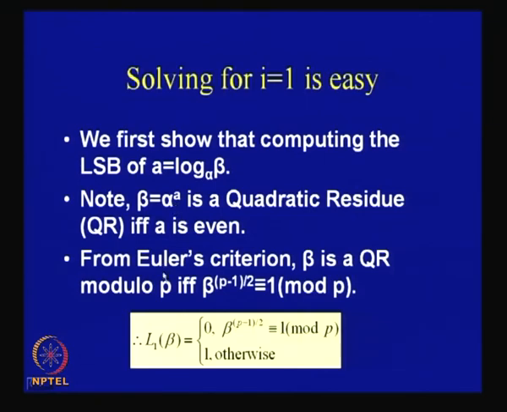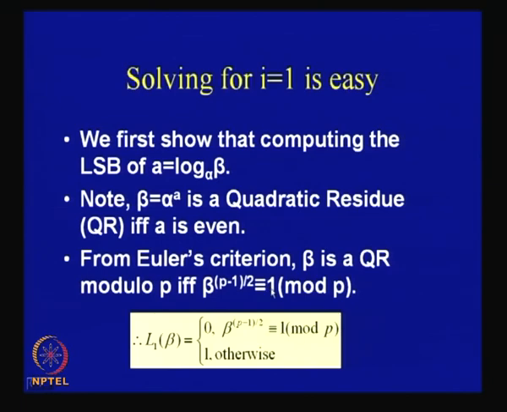And from Euler's criterion, which we have studied previously, we know that beta is a quadratic residue modulo p if and only if, the way of checking that is by raising beta to the power of (p minus 1) by 2 and checking whether it is congruent to 1 modulo p. So what can be the possible values of beta to the power (p minus 1) by 2? It can be either plus 1 or minus 1, because from Fermat's little theorem, beta to the power p minus 1 is equal to 1. So it can be either plus 1 or minus 1.